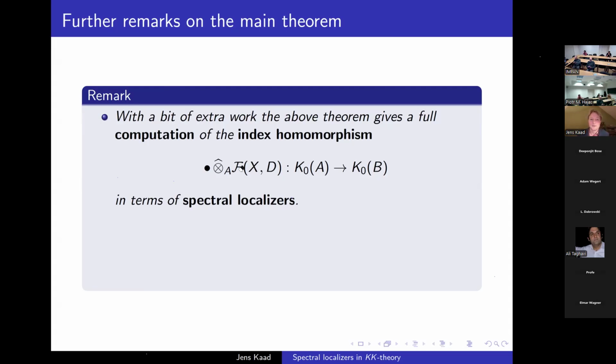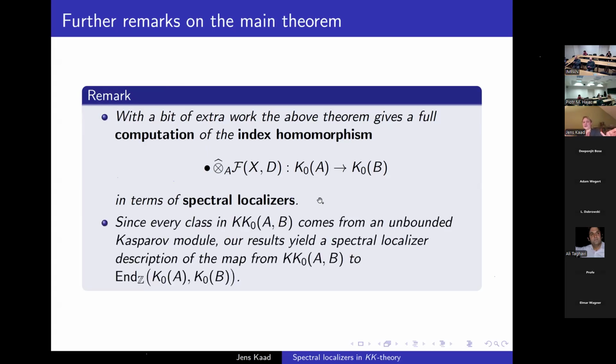The second remark is that every class in KK theory comes from an unbounded Kasparov module, because of the result of Baaj and Julg. So what I've done here is compute the entire map from the KK theory of A comma B to endomorphisms of K groups. I've computed this entire map in terms of spectral localizers. So that was what I set out to do, and it has been done.